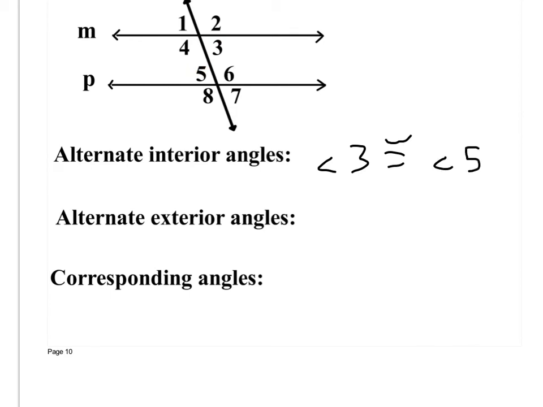They say that they're alternate interior. They're opposite each other, so they're on opposite sides, the alternate, and they're both interior, and they're equal to each other. If I knew what angle 3 was, I know what angle 5 is. The other alternate interior angles would be angle 4 and angle 6. If I knew what 4 is, I know what 6 is. You can look and just tell that they have the same angle measure, and you know that by the alternate interior angles. They're on opposite sides of each other and they're on the inside.